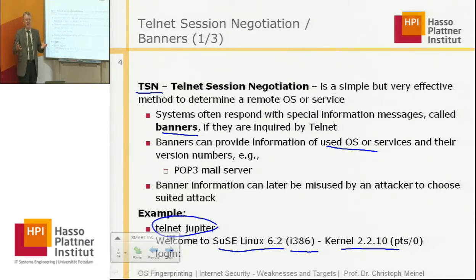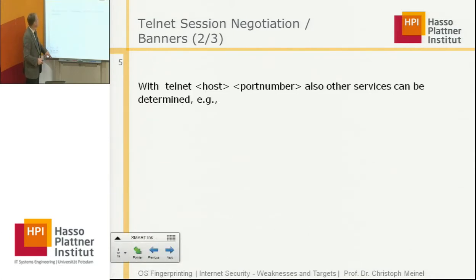The designers of Telnet did it so that the cooperation of the systems can be performed in a very good way. But in the wrong hands, this gives a lot of information about the remote system, so an attacker can later try to find out what the weaknesses of Linux are, what the weaknesses of this 6.2 are, what the weaknesses of that kernel are, and then can take exploits. Often the exploits are available on the internet to attack such a system.